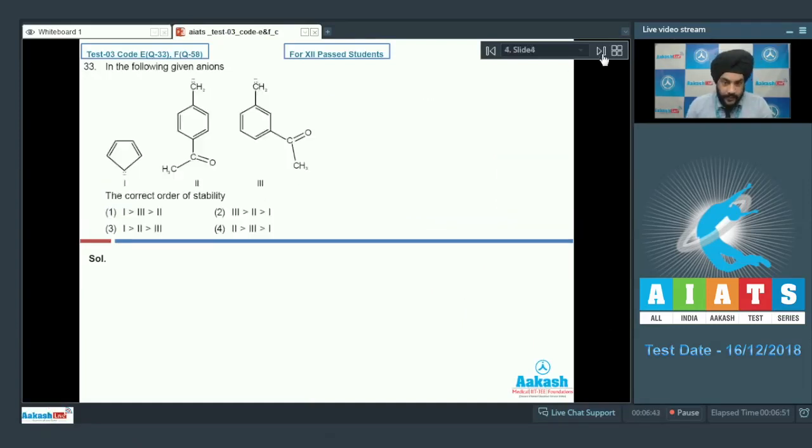Let us look at the next question. Question number 33. In the following given anions, so students, we have been given 3 carbanions and we have to comment on the order of their stability. So if you look at the first carbanion, the first carbanion has 6 pi electrons in complete conjugation. So this is an aromatic anion.